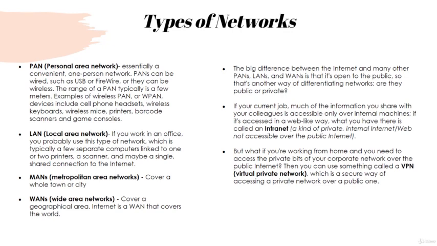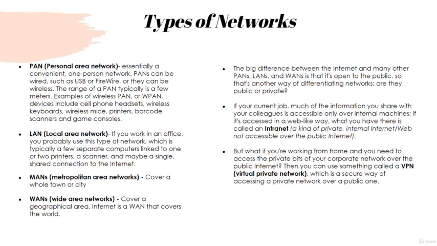And then we have a metropolitan area network. This is essentially where it covers an entire town or city. And then we have a wide area network, a WAN. This typically covers a large geographical area. You can think of the internet as a WAN that covers the entire world.